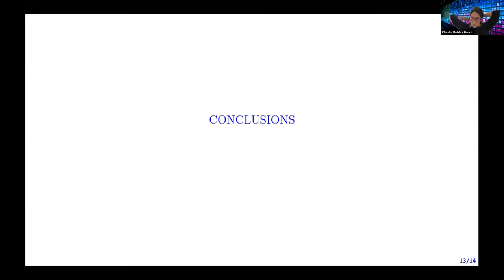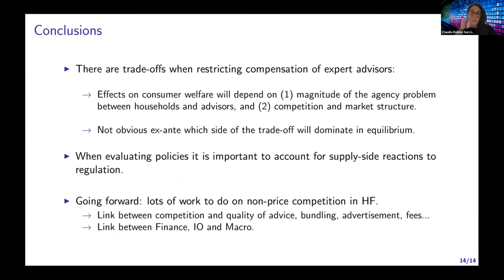So let me just wrap up and give you a bit of the big picture of the paper and where I see the literature going forward. Well, the key point of my paper is the following. Whenever you're thinking about restricting compensation to expert advisors, I think what regulators are forgetting is that there's always a trade-off. And I think that's where the economist's way of thinking comes in very handy, because we all know that there's no free lunch.